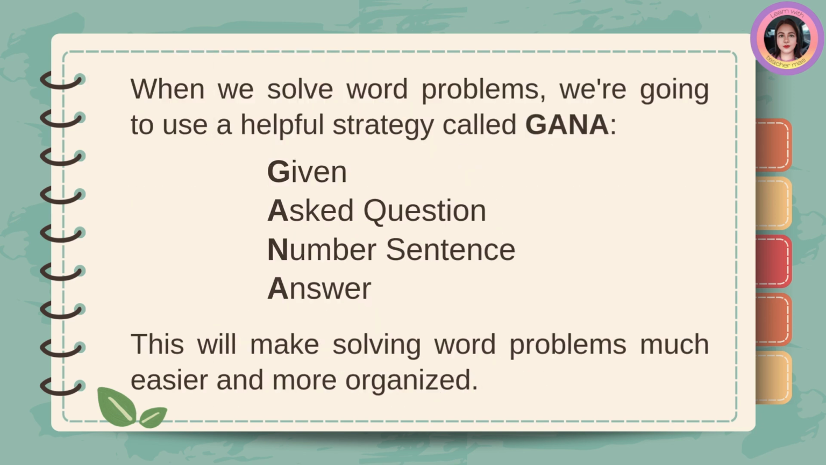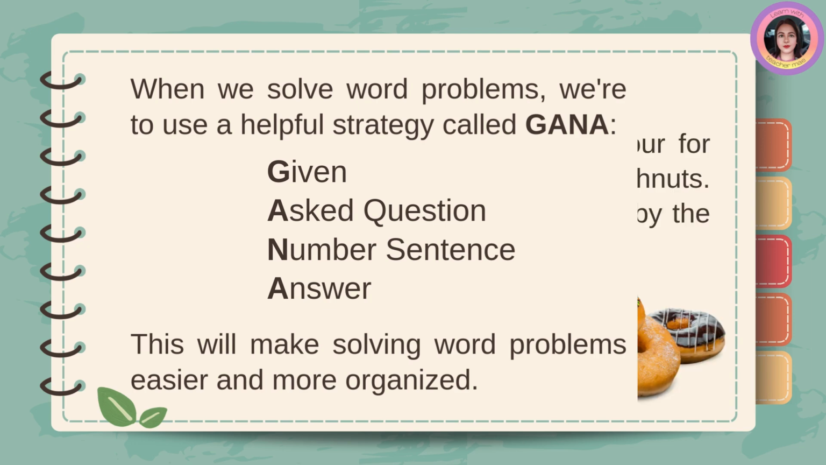When we solve word problems, we're going to use a helpful strategy called GANA. G is for given, A is for asked question, N is for number sentence, and A is for answer. This will make solving word problems much easier and more organized.